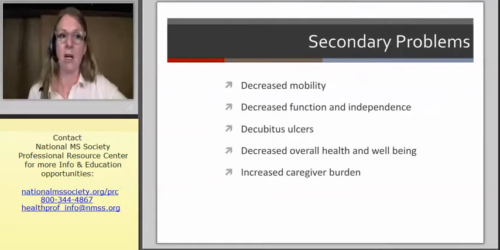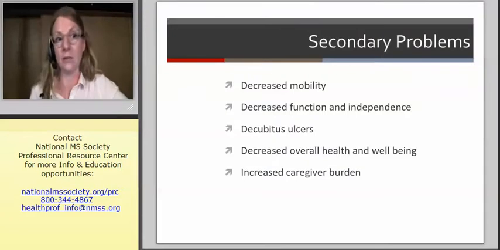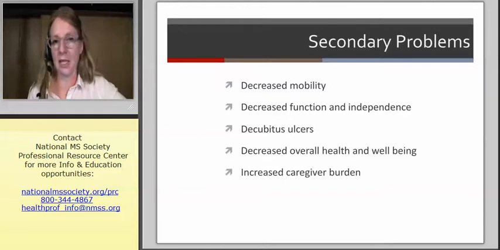Secondary problems. Decreased mobility. Decreased walking is one of the biggest complaints in our patients with MS and our patients with CVAs and truly our spinal cord injured population as well. So decreased mobility is a big one. Decreased function and independence, especially with upper extremity spasticity.